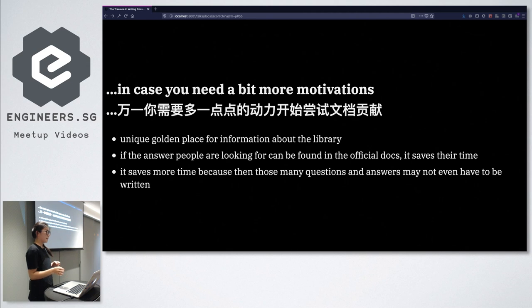So official docs has this unique place that it will likely be visited prior to other resources. And what's more important is that people will treat it as more sound than others. So if something people are looking for is already in the official docs, they don't have to look elsewhere. So it saves their time. It will in turn save more time because the questions won't even need to be written. And that's one fewer confusion for the whole community, and that's collectively better understanding, and it's very powerful.